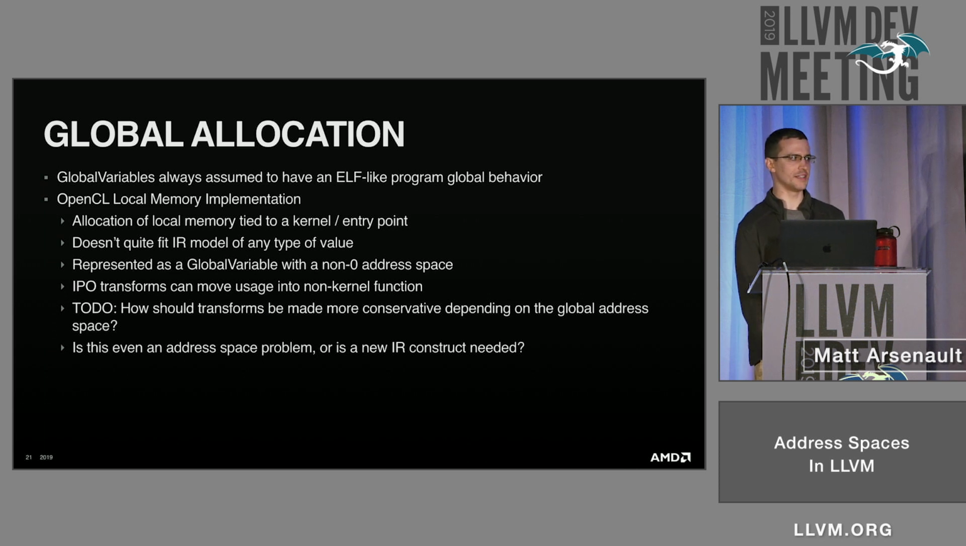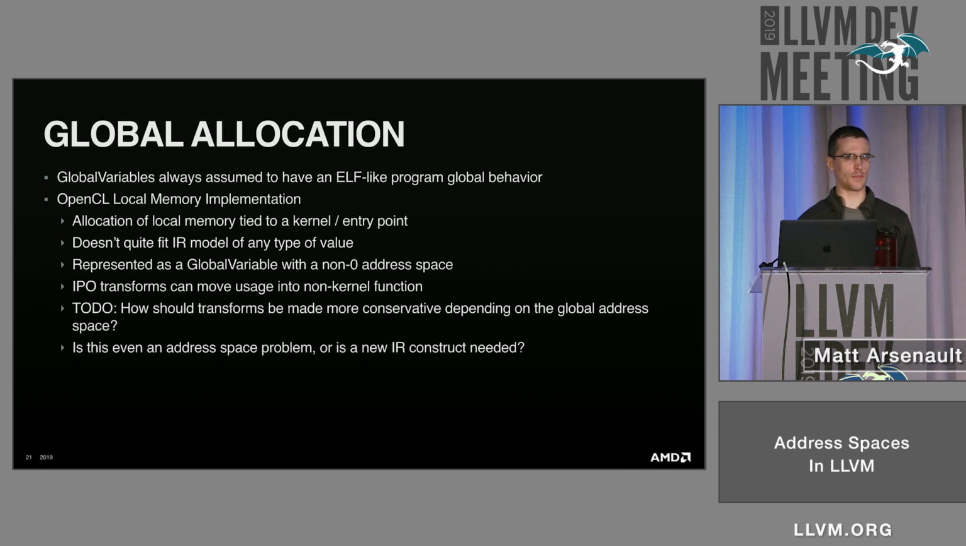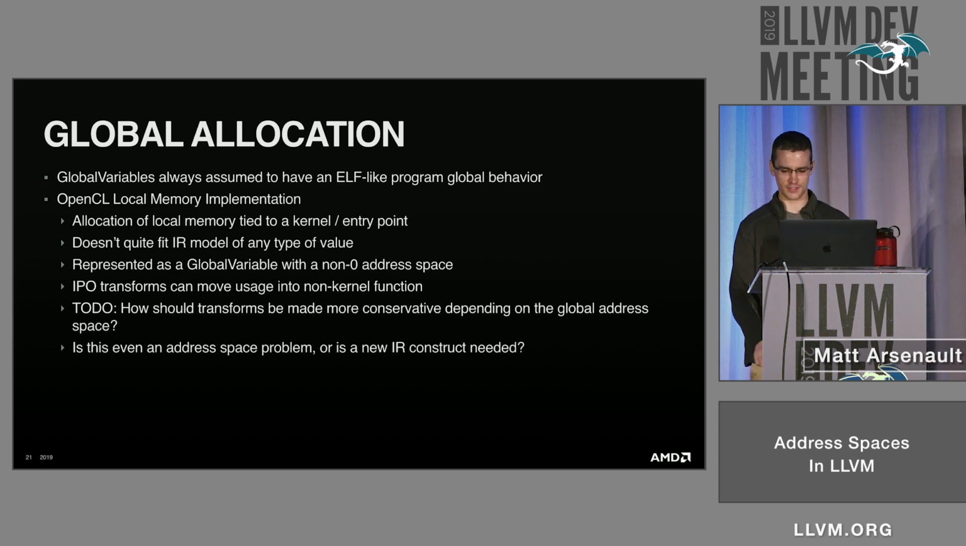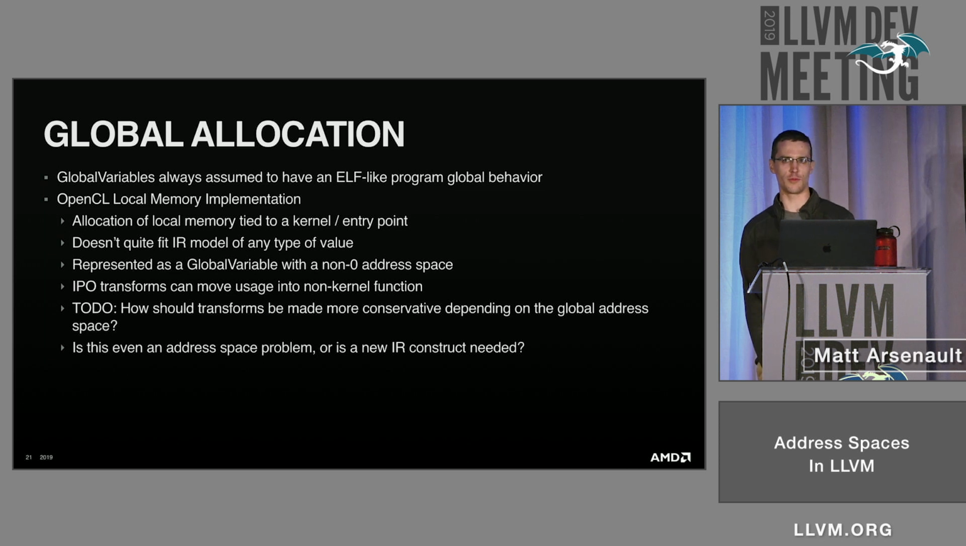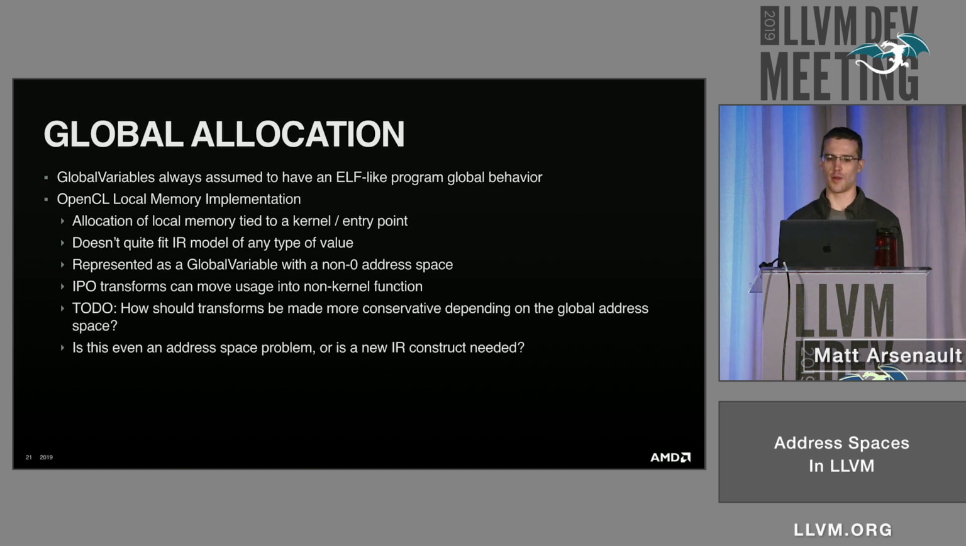We have this with a non-zero address space, and we can't really deal with the case where this is used in a non-kernel function. It becomes complicated in the case that different kernels could reach a function using it through different paths. We don't have a fixed address we can put it at that will work for all cases, so we don't really have a way to codegen this. But there are some IPO transforms that will push references to global variables into callee functions, which is problematic. So as a hack today, we have to go through, look for this case, and force always inline on them. So my question here is: is this even an address space problem, or is some kind of new IR construct necessary to represent this properly?